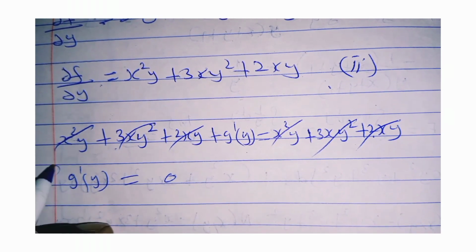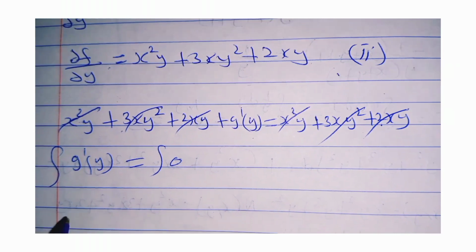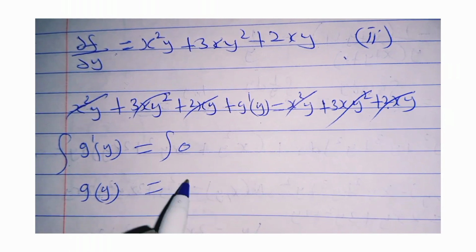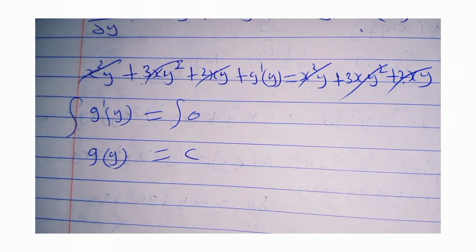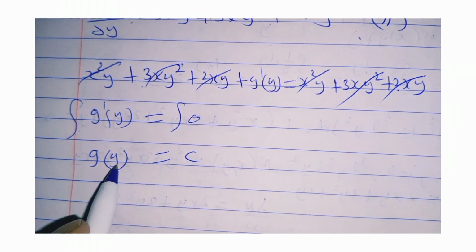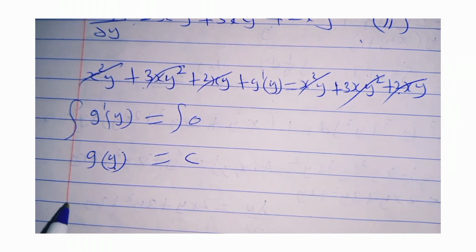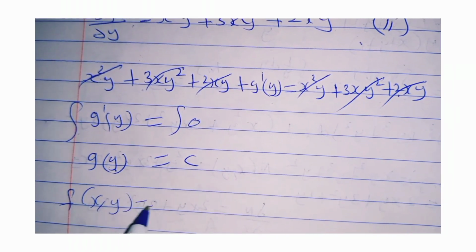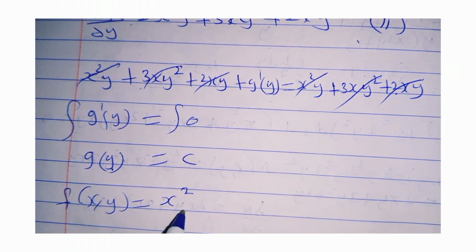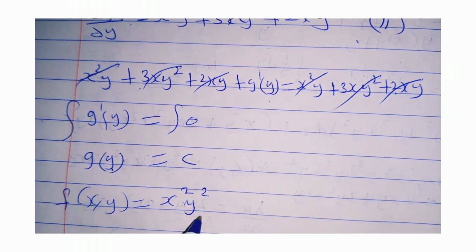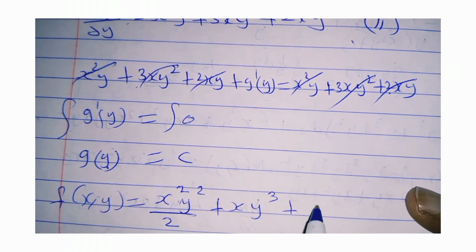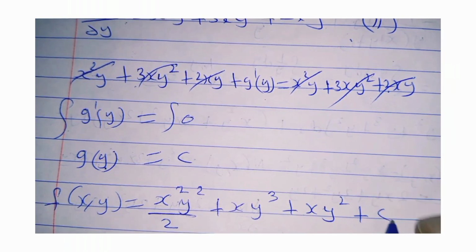Then from there you integrate this equation on both sides. When you integrate 0, you get a constant, so g of y is equal to constant c. Substituting the value of the function g in the equation above, we obtain our result as f of x, y is equal to x squared y squared divided by 2 plus x y cubed plus x y squared plus constant c.